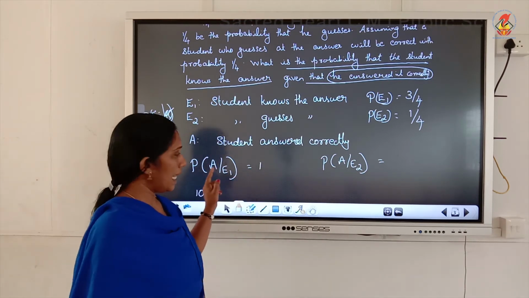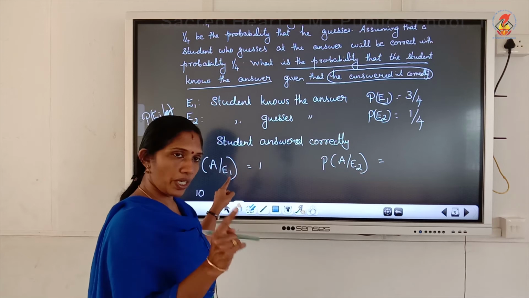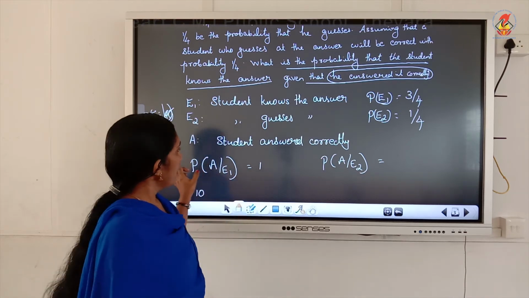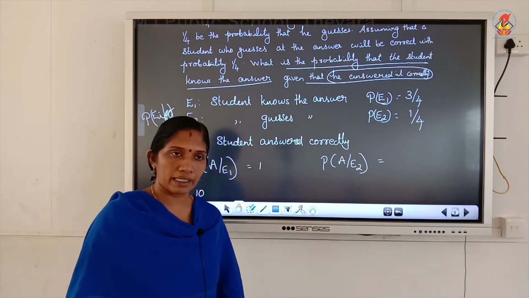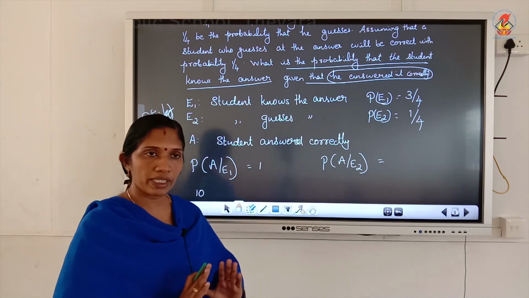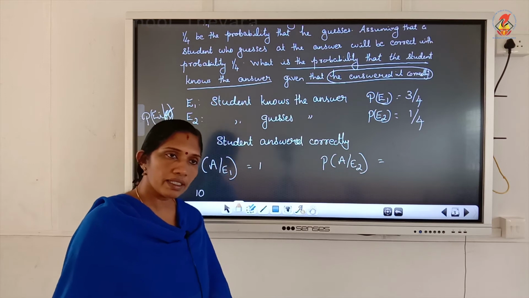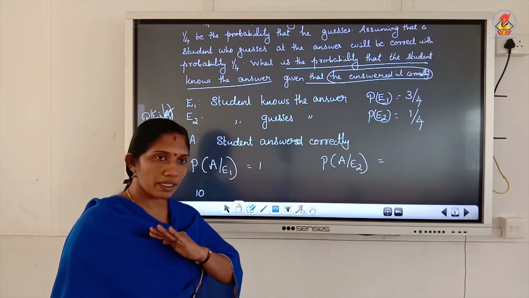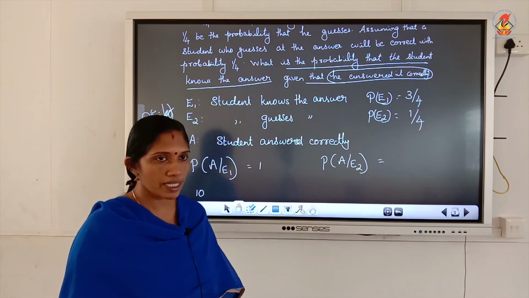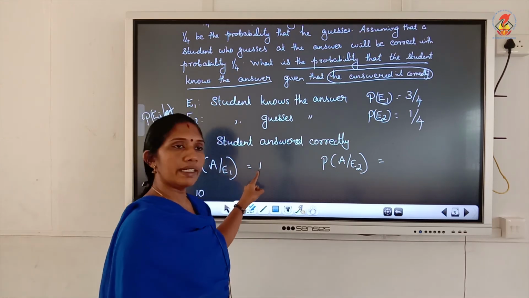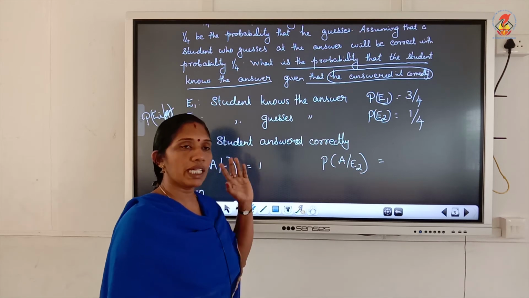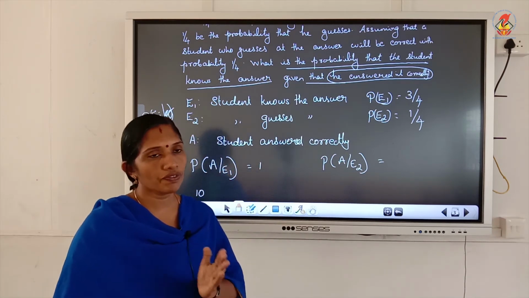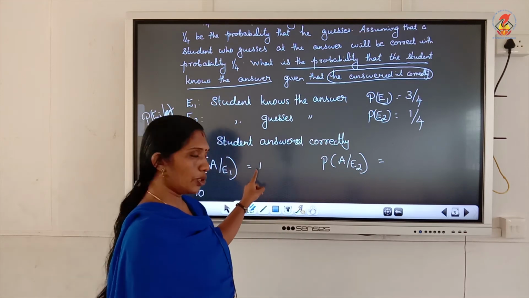Understood this? A given E1 means the student knows the answer, and what is the probability that the student answered correctly? Everything he knows, so for all the questions he writes the correct answer, isn't it? So the probability we can take as 1. If there are 50 questions and he knows everything, that is he scored 50 out of 50. So it's equal to 1.